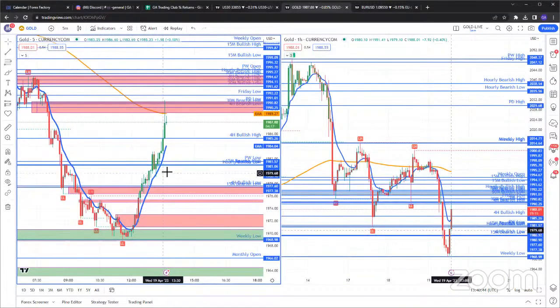Gold is still bullish. For gold, we are coming into a golden cross on the 5 minute.